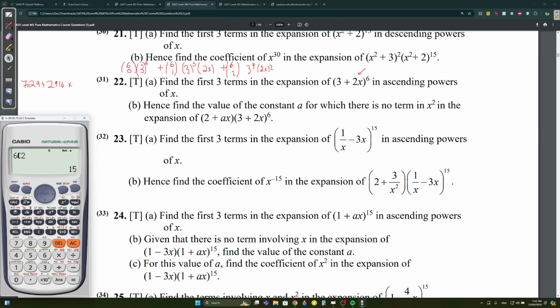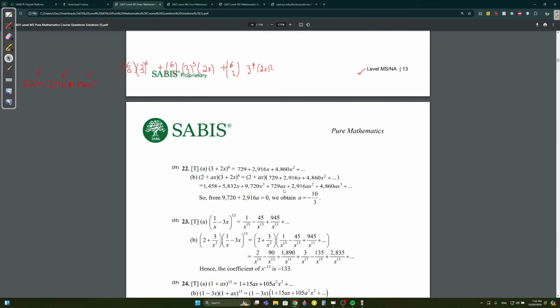It should be, I think, 15. Yeah, it's 15 times 3 to the power of 4, which is I think 720, times 2x squared. 2 squared is 4, so you write 4. So you do this. Yeah, 4860, plus 4860x squared. These are the first three terms. So the first term is 729, the second term is 2916x, and the third term is 4860x squared. Let me just double check this. Yeah. Okay.